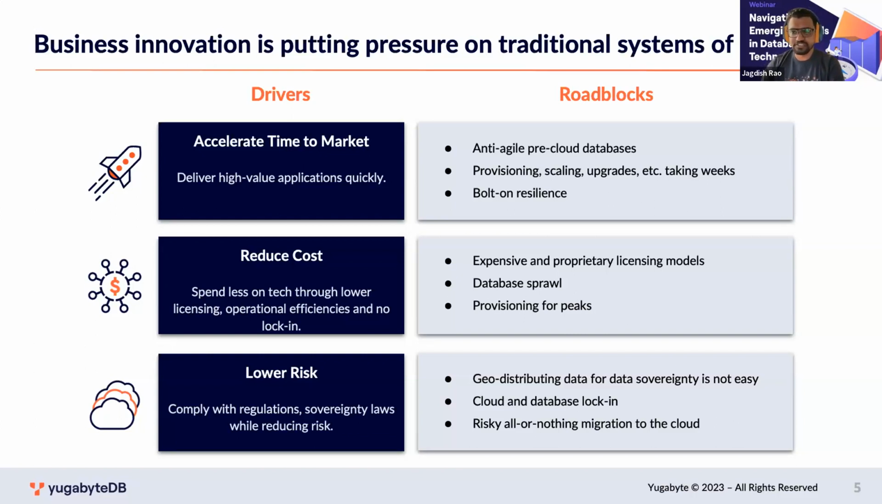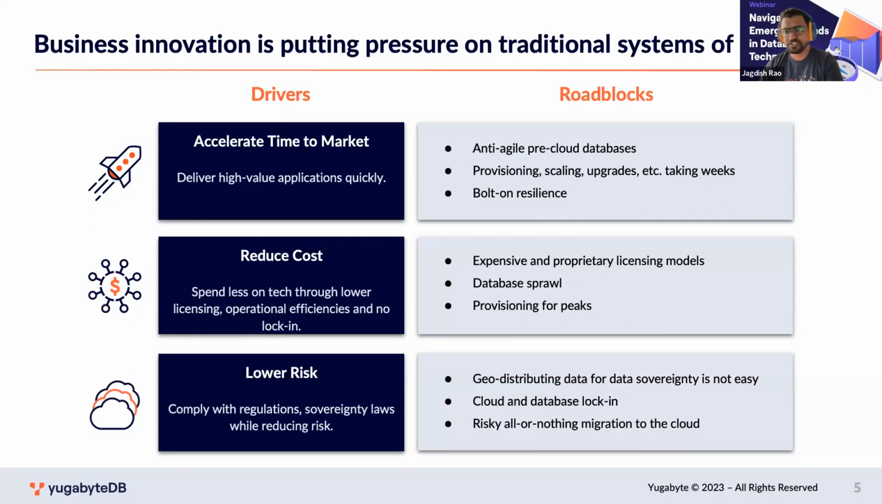Another thing organizations currently focus on is reducing cost, which is basically spending less on technology and on traditional licensing cost, and being agnostic to the cloud, right? Customers and organizations do not want vendor lock-in. They want to exit as they like, and they need to spend less on traditional or proprietary licensing. So the roadblock we usually see here is that licensing is very expensive.